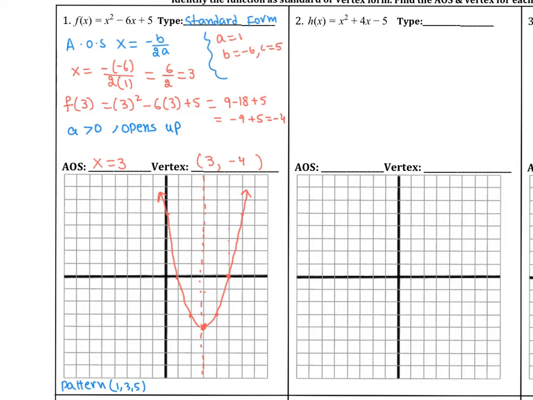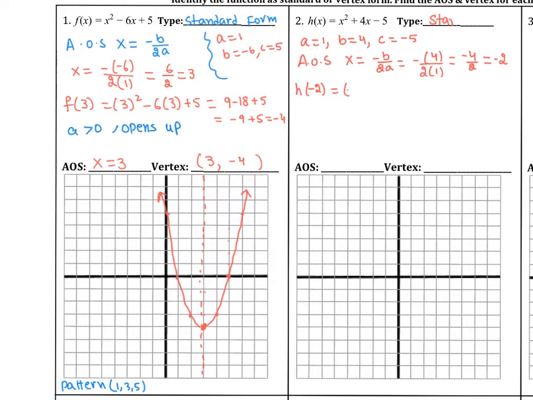So for number 2, this is a standard form. And for this one, a is 1, b is 4, and c is negative 5. First thing we want to do is to find the axis of symmetry. So x is negative b over 2a, and b is 4, a is 1, so it's negative 4 over 2, that is negative 2.